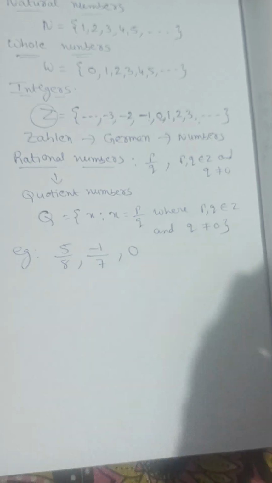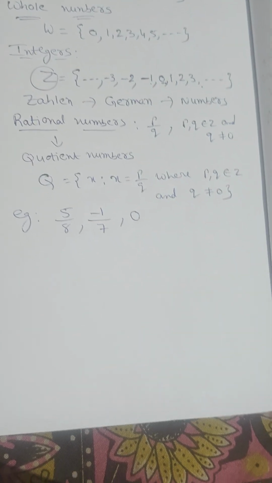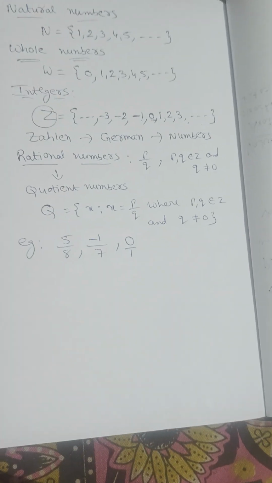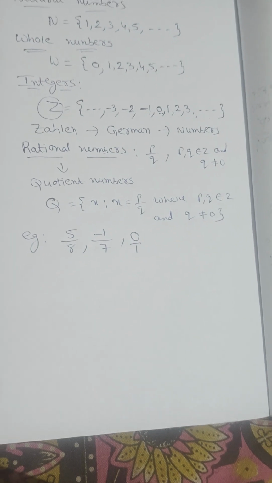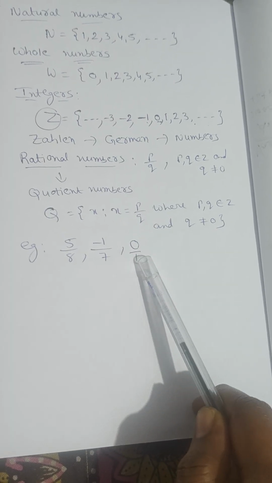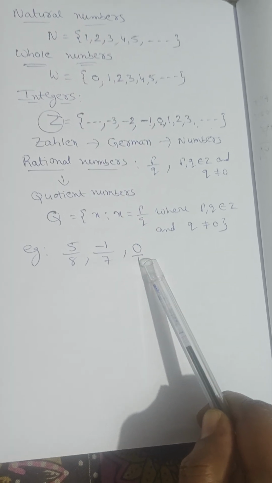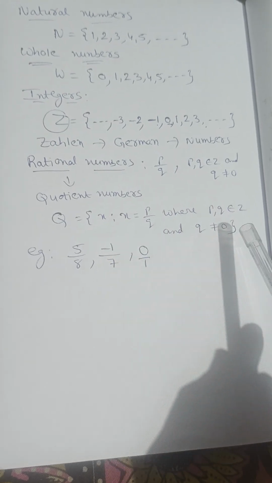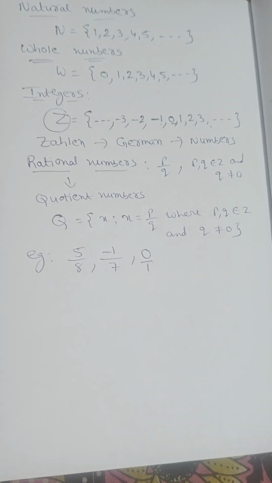0. 0 is also a rational number. Why? 0 can be written as 0 by 1, because the value of 0 by 1 is also 0. So it is in the form of p by q, where p and q are integers and q not equal to 0. Here p is 0. What is the condition? q should not be equal to 0.